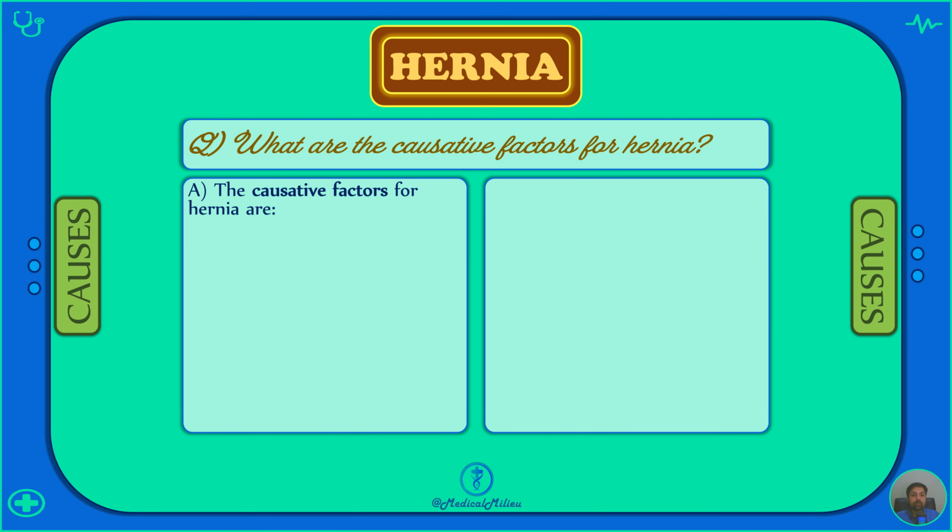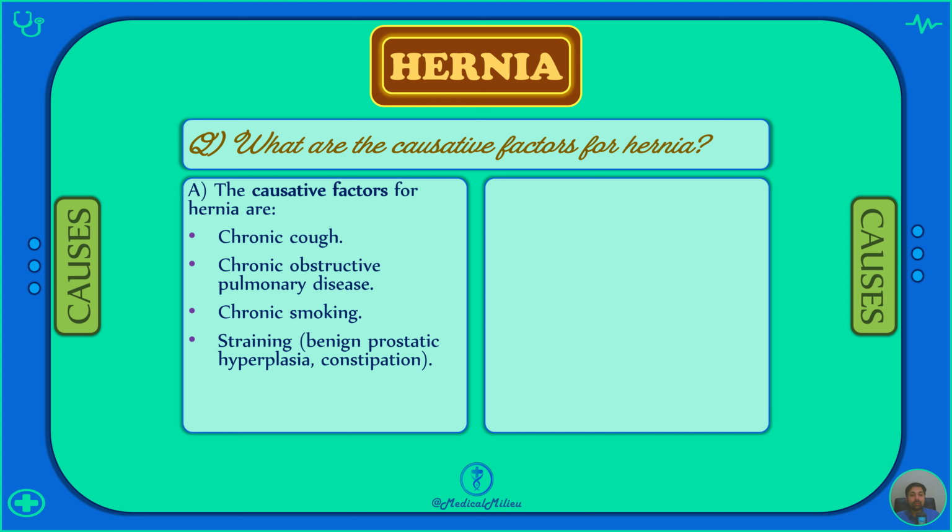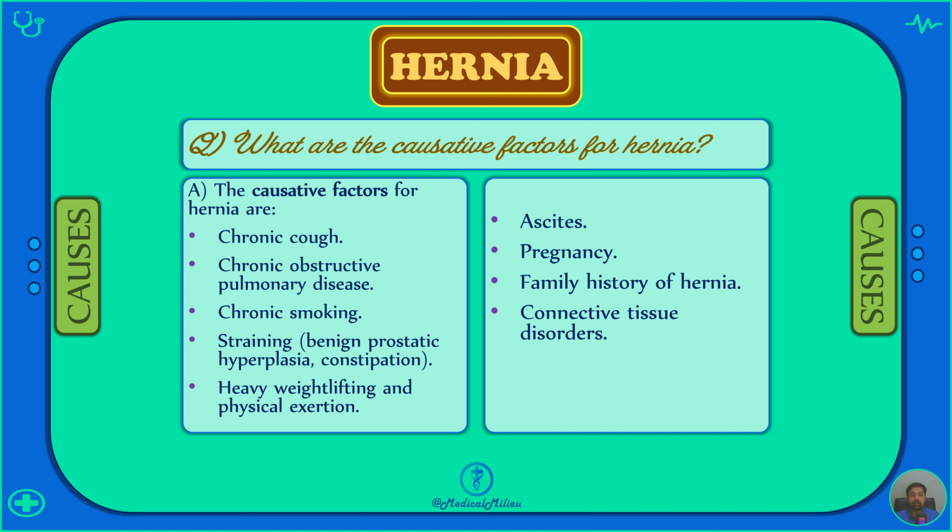The causative factors for hernia are chronic cough, chronic obstructive pulmonary disease, chronic smoking, straining like that occurs in benign prostatic hyperplasia or constipation, heavy weightlifting and physical exertion, ascites, pregnancy, family history of hernia, connective tissue disorder, obesity or previous abdominal incision.